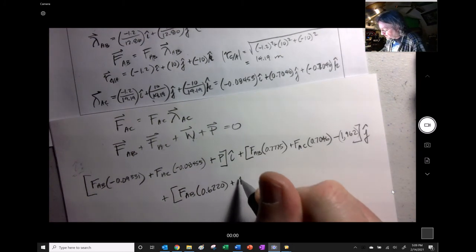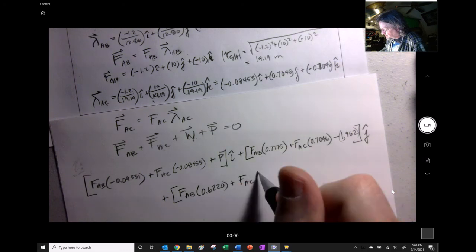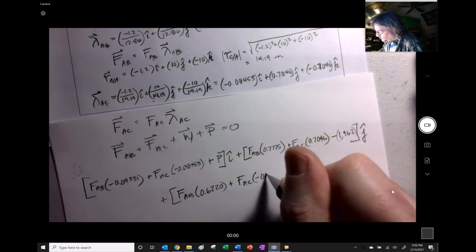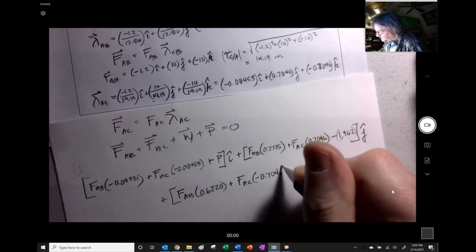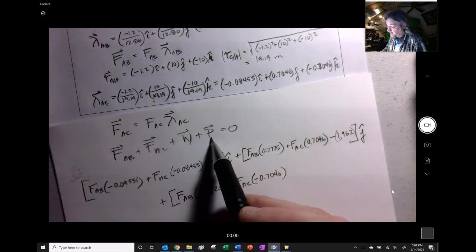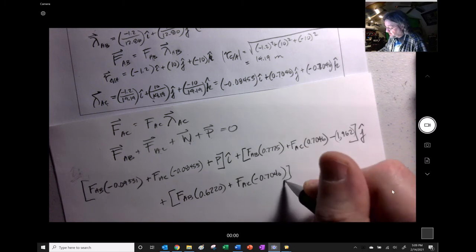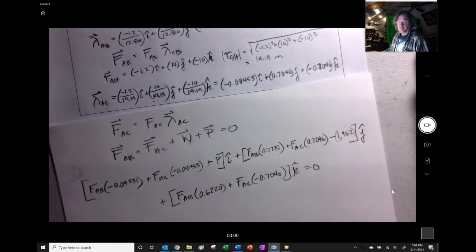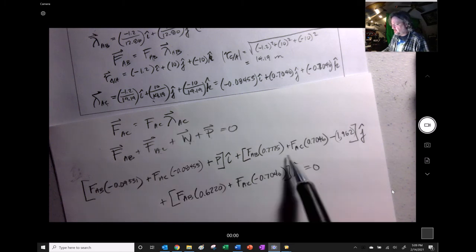So plus FAC, but that's going to be a negative 0.7046. And anything in the K? No. Anything in the K? No. So that right there is all there is to K, and it all has to equal 0. And the only way that this could be true is if this is equal to 0, that's equal to 0, and that's equal to 0.